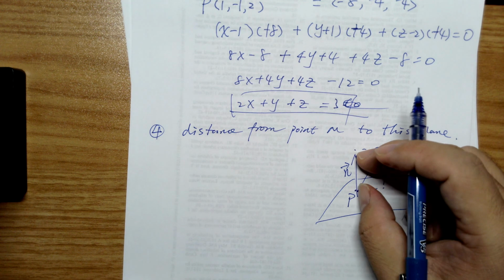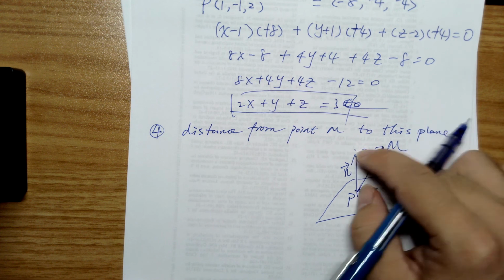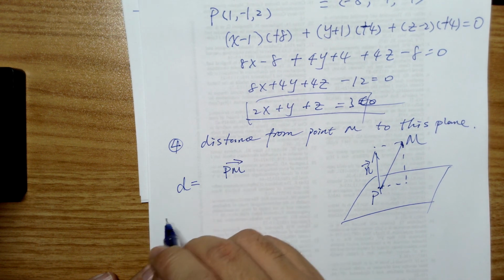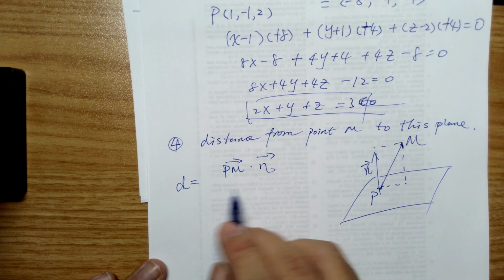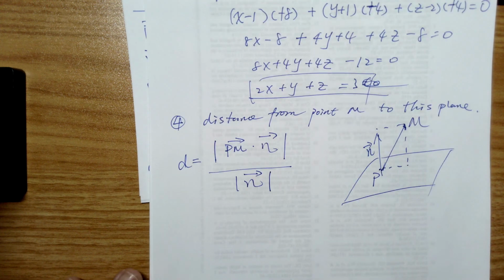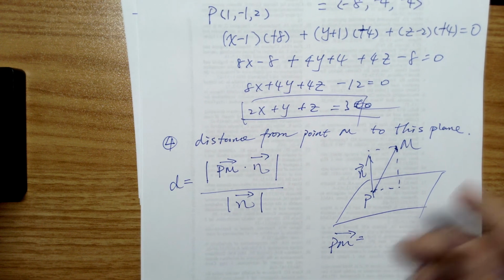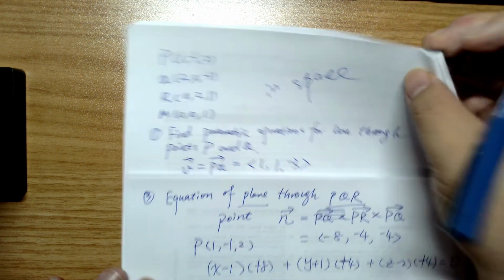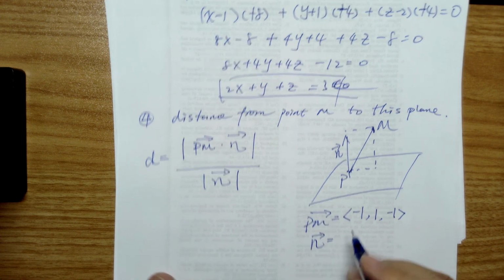It's the magnitude of that part. So basically this distance d is going to be PM dot this n, and then over the magnitude of n. The vector PM is going to be -1, 1, -1. Our n here is what you know.